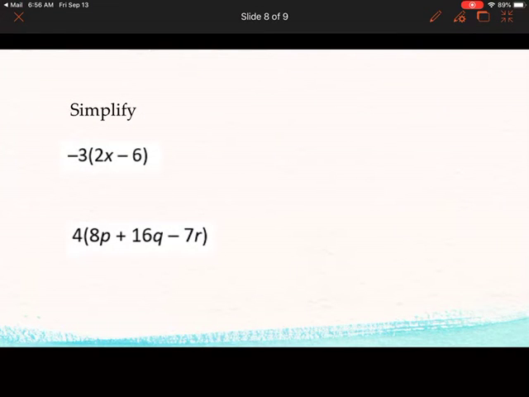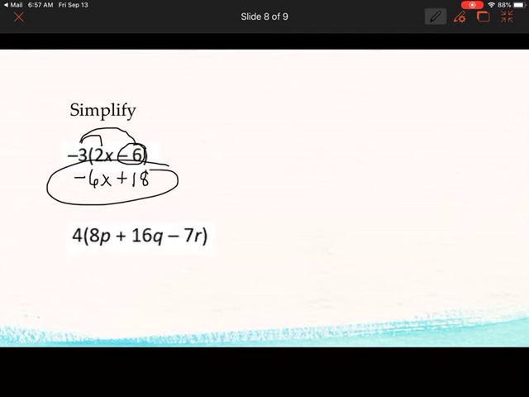So last thing we're going to check out, we're just going to do some review here, and we're going to simplify these, and we're going to use distributive property. So that means I have to multiply the term in front by every term in the parentheses. So -3 times 2x is -6x. And then a -3 times a -6 is a +18. So that means I need a plus sign in between them. I do not have any like terms here. So that's my answer, simplified.